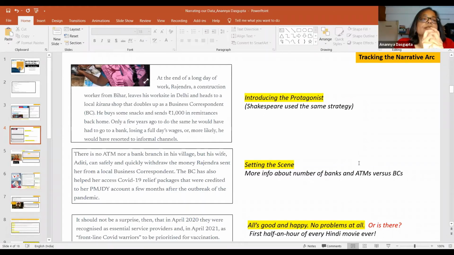So what I'm going to do is I'm going to have us track what the narrative arc is. So what do I mean when I say narrative, right? So if you look at the very beginning, and this is how the article begins.